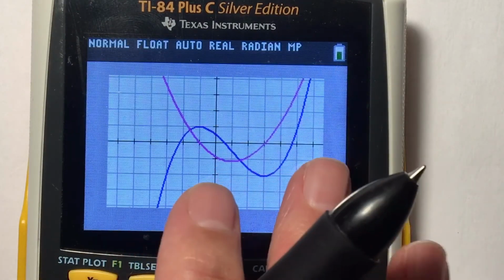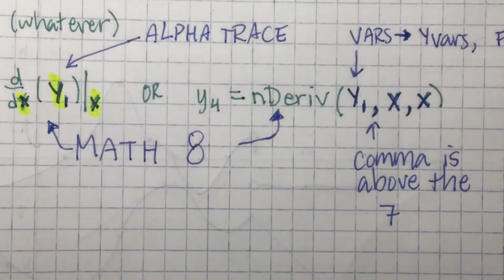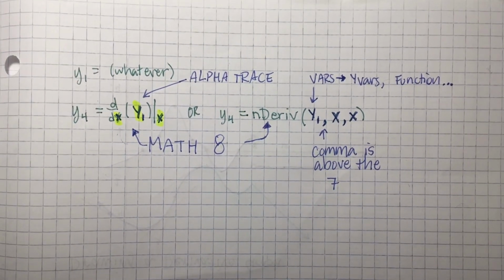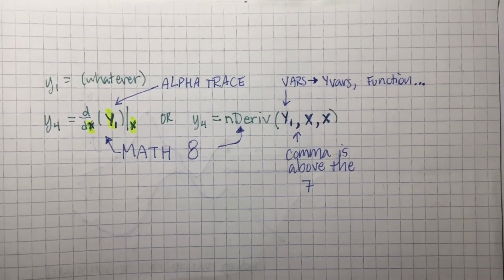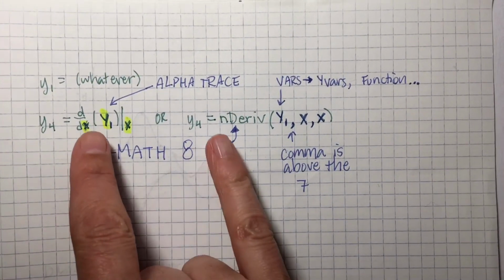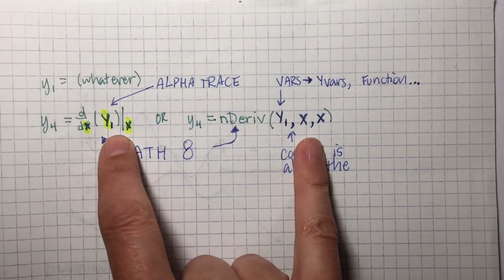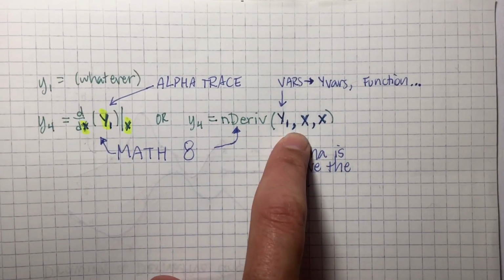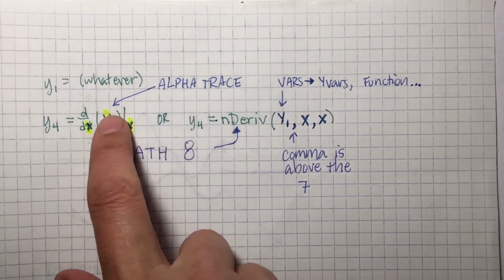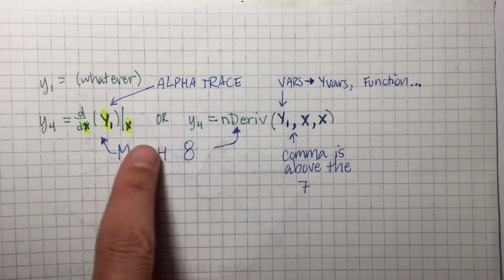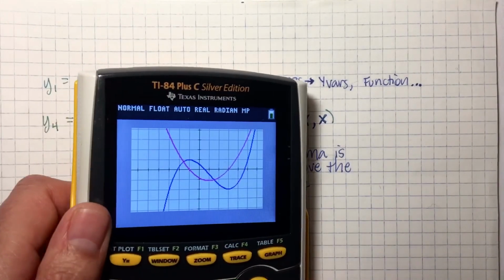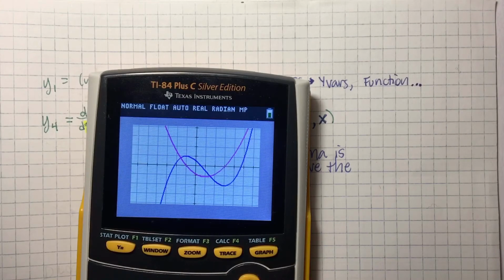Recapping again, just to show this really quickly. To get this on your calculator, it's math 8 to get the n-deriv. Depending on your calculator, it's going to look like one of those two things. The comma that you need is above the 7, and then vars, yvars function to get the y1, or alpha trace to get the y1. This is newer calculator, older calculator. But that is how we can draw a derivative graph on our calculator.